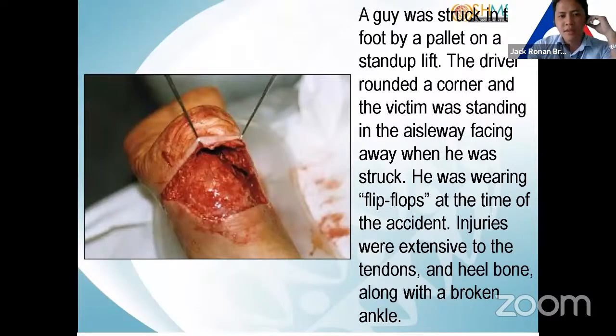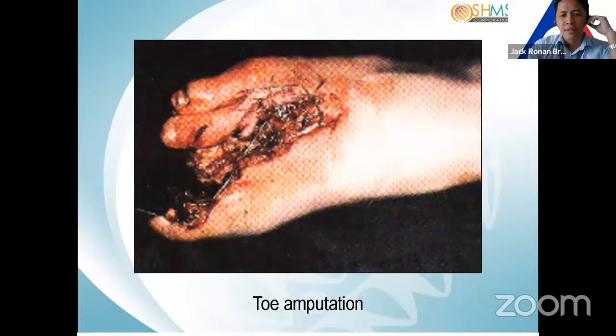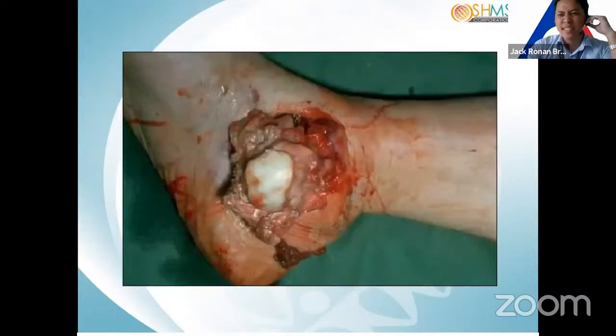So in this one, another accident by the pallet and the forklift. Amputation, so the doctor has no choice but to amputate his toes. So as you can see, the bone is protruding from his muscle.